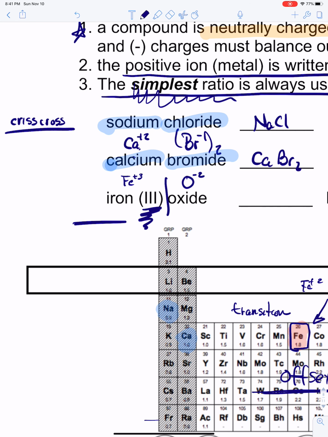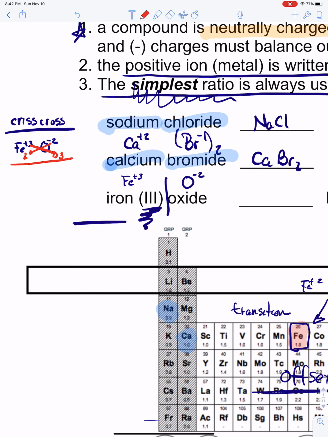Okay, so on the crisscross method, this is actually easier because you don't have to do a lot of math when you do this. So in the crisscross method, what we would do is take the charge of the positive ion and use that as a subscript for the oxygen -2. So this would mean that we had 3 oxygen -2 charges, and we would crisscross it the other way too. So the -2 charge on the oxygen means we would have 2 iron +3.